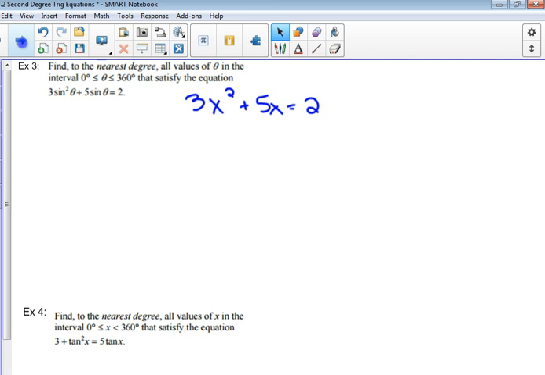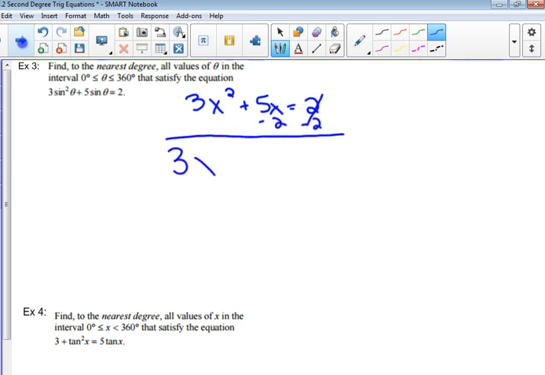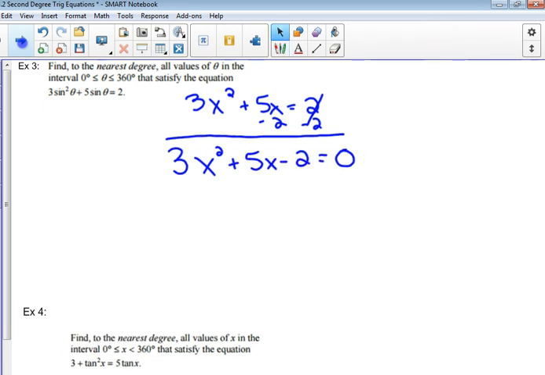Yeah, you can do it. Alright, so how do you guys want to solve this? What do we have to do? Move it over. Yeah, we want to get it to 0 first. Okay, that should be your goal. Anytime you see an x squared, you need to make sure it's equal to 0. Okay. Now this is where it gets a little bit complicated.